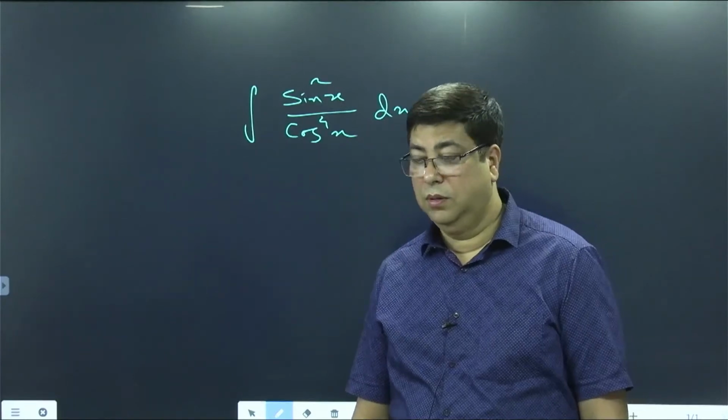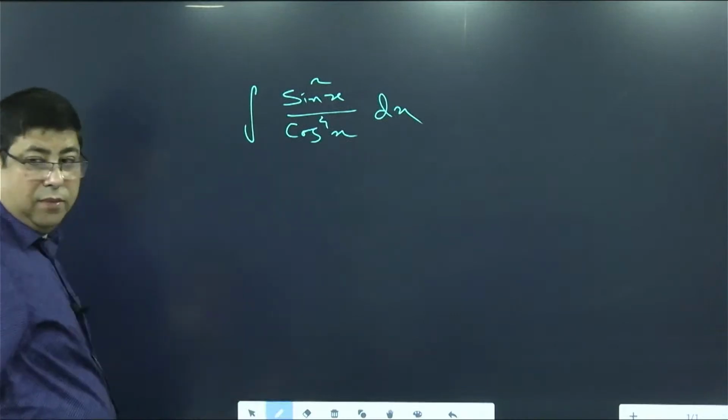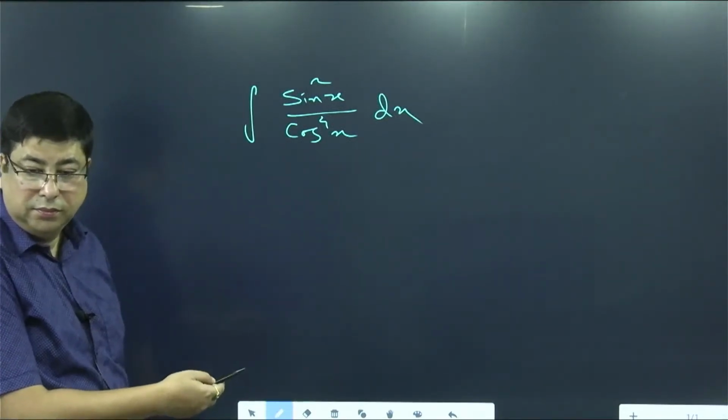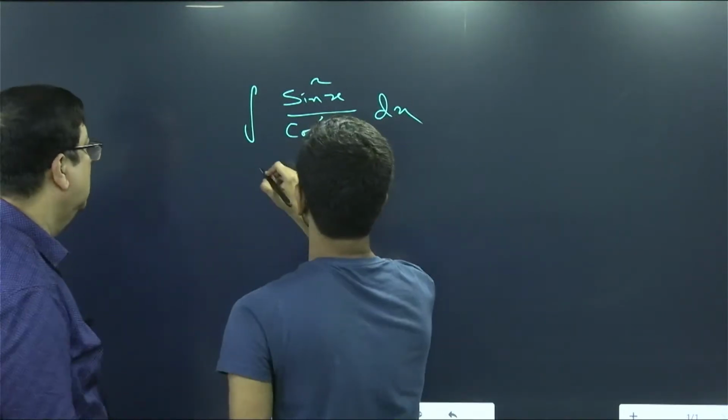What to do? So tan cube x by 3 plus. Yes, right. We have to break it as tan. Come and solve. Solve it.